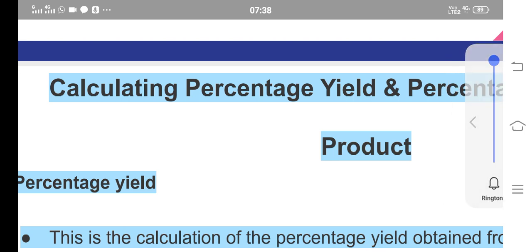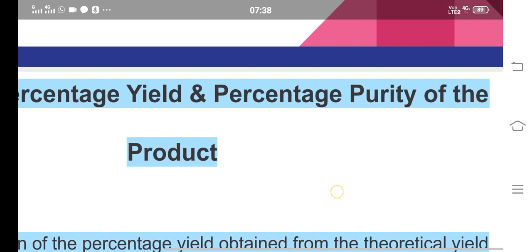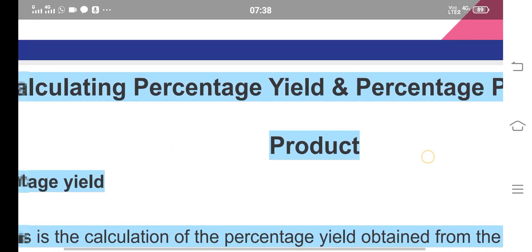I am Dr. Ganpat Nagda, and today we will continue the rest part of that common lecture for this topic, the mole and the Avogadro constant. So let's start. The next important concept is calculating percentage yield and percentage purity of the product.